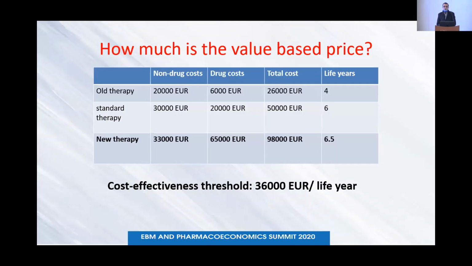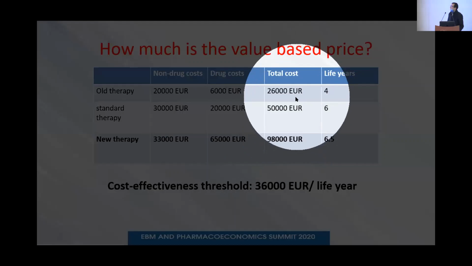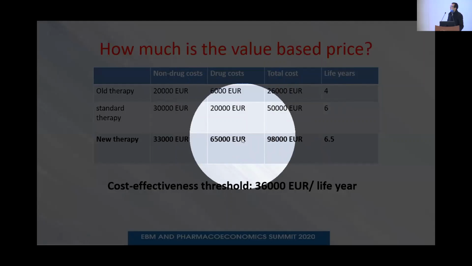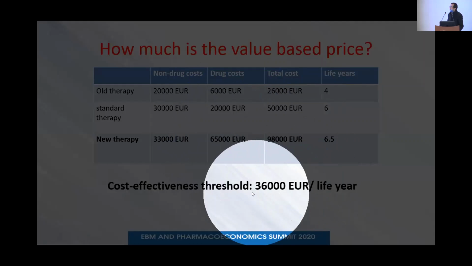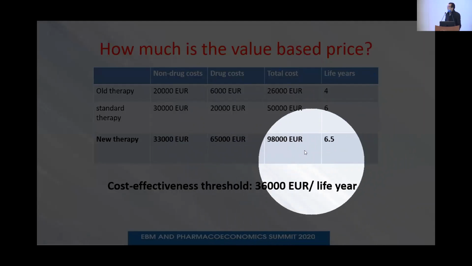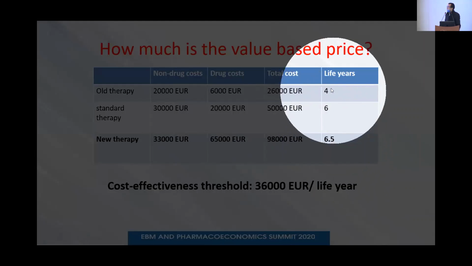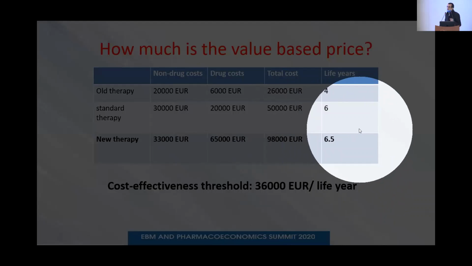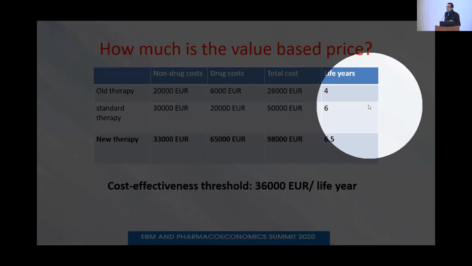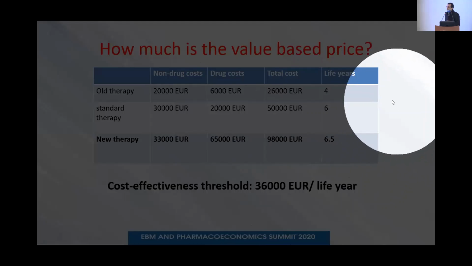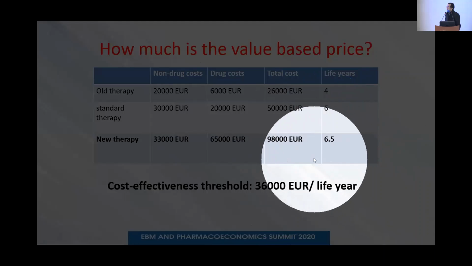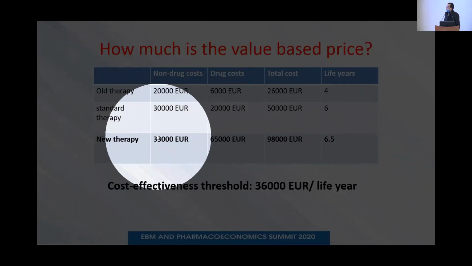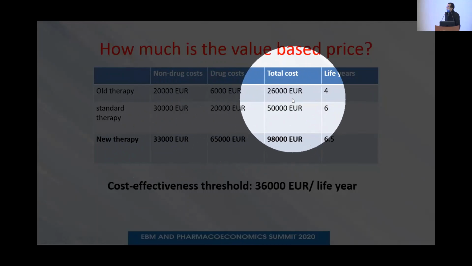How much should the value-based price for this drug be to be cost effective in our country? If you can see, for standard therapy the cost of the drug is 20,000 euro, and for the new drug it is 65,000 euro. And we pay 36,000 euro per life year. The difference between the new therapy and standard therapy is 0.5 year. So we pay 18,000 euro for 0.5 year, because we pay 36,000 for 1 year divided by 2. So 18,000 plus 18,000 plus 50,000 euro for the total cost of standard therapy gives us 68,000 euro.